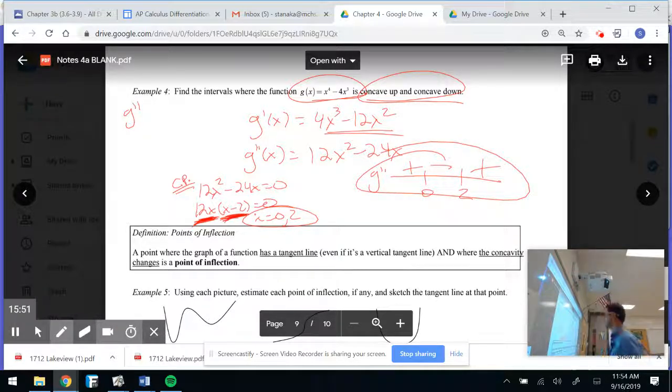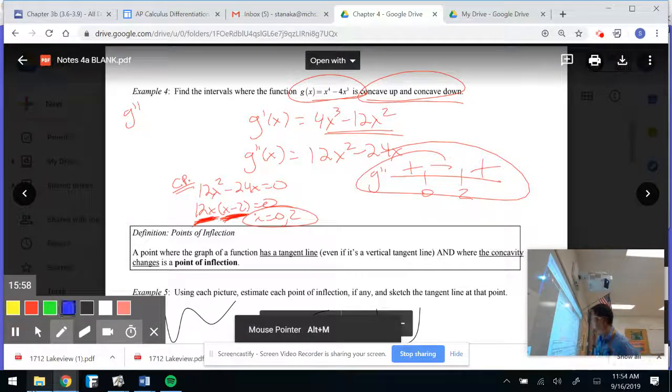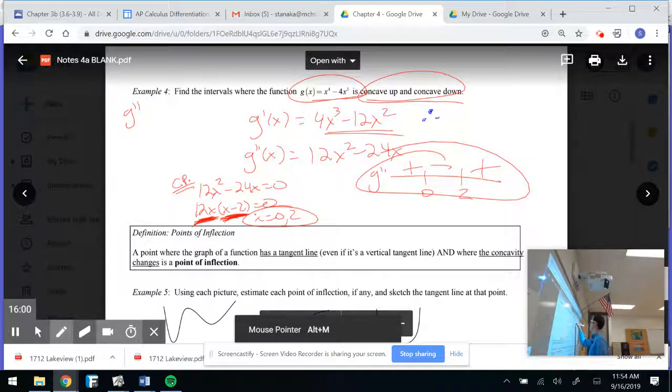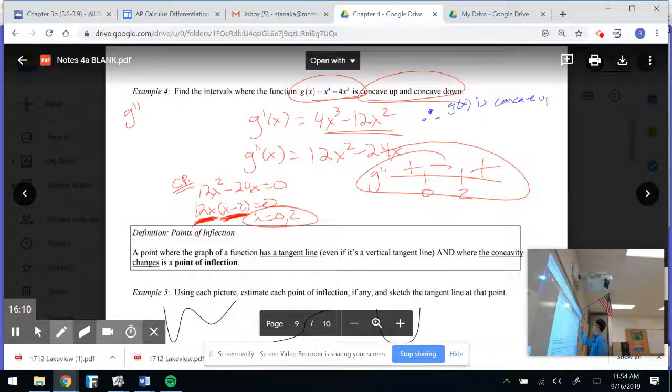So let's do it. Oh, I might have run out of space. Let's do it over here, and I will do it in a different color so you guys are all okay. Therefore, g of x is concave up on what intervals? It's concave up from -infinity to 0, union 2 to infinity, because the second derivative is greater than 0.